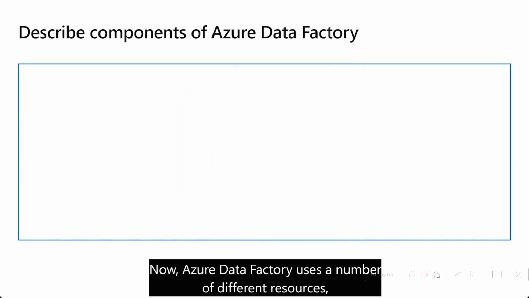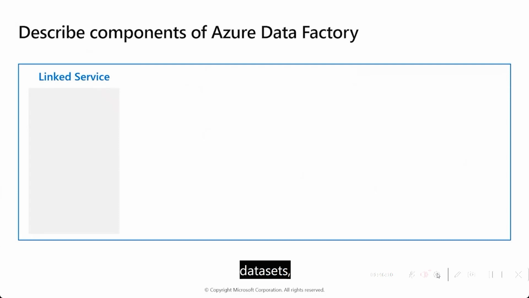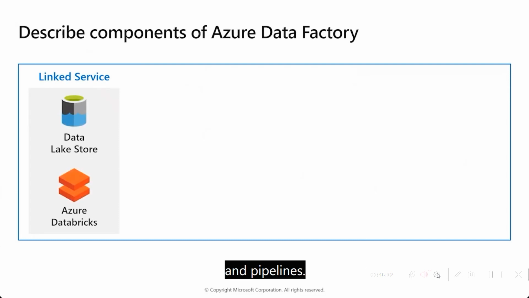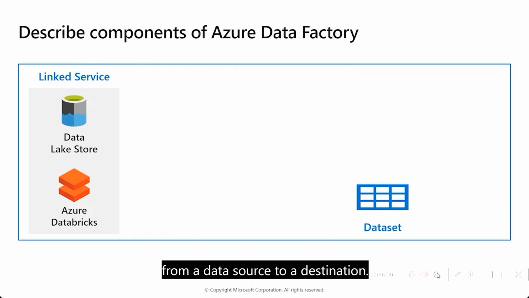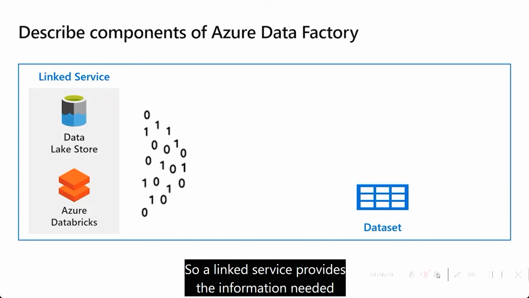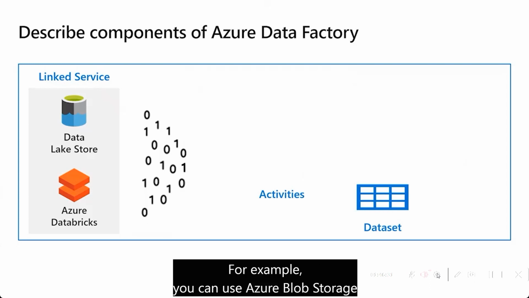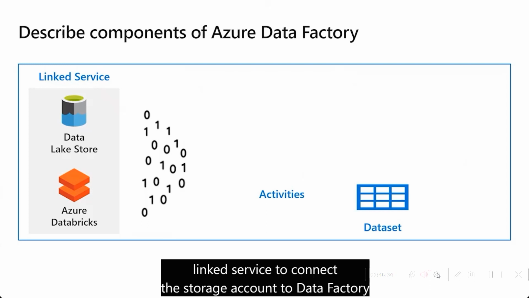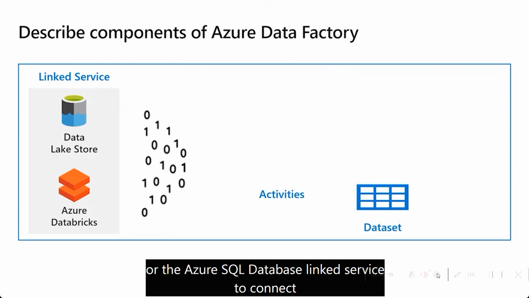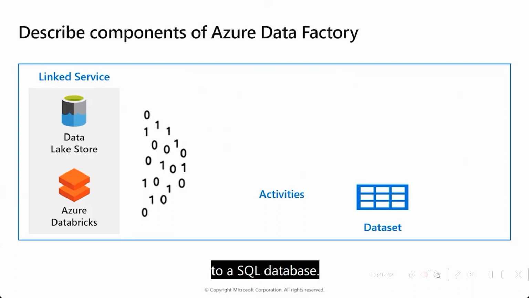Now, Azure Data Factory uses a number of different resources like linked services, datasets, and pipelines. With linked services, Data Factory moves data from a data source to a destination. A linked service provides the information needed for Data Factory to connect to a source or a destination. For example, you can use the Azure Blob Storage linked service to connect the storage account to Data Factory, or the Azure SQL Database linked service to connect to a SQL database.